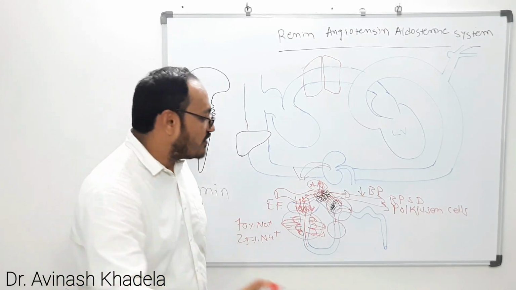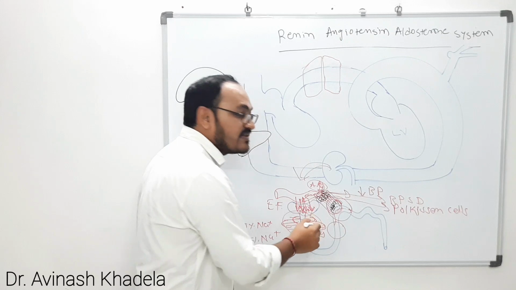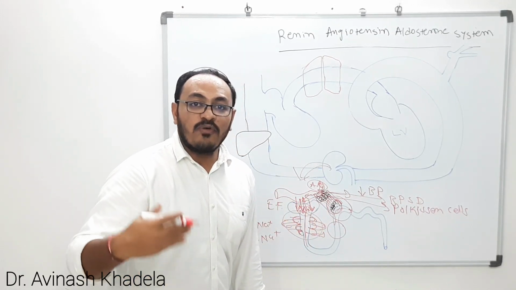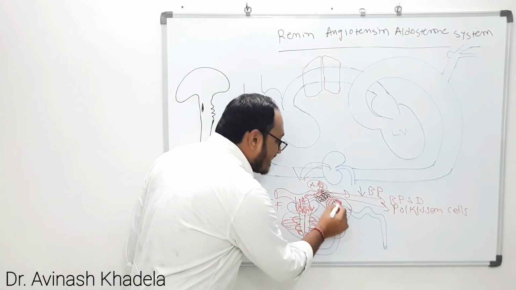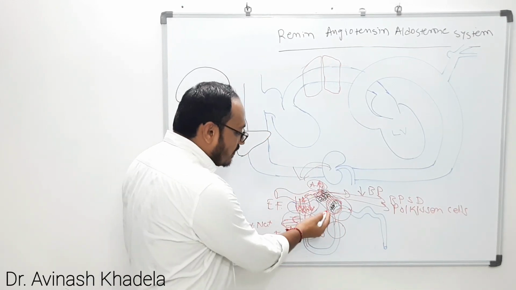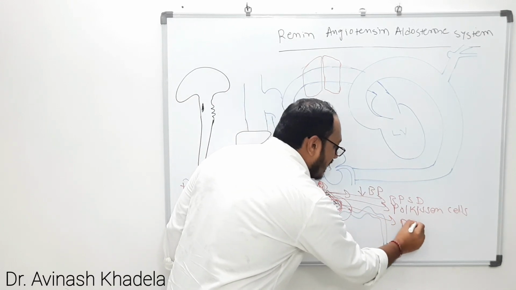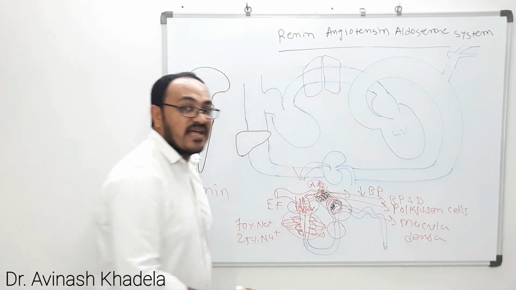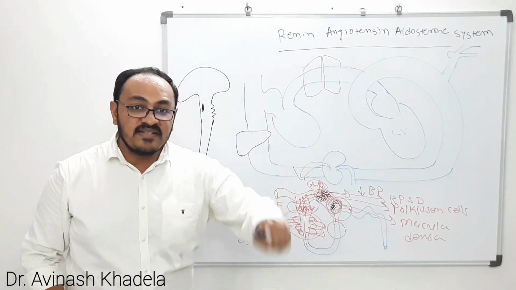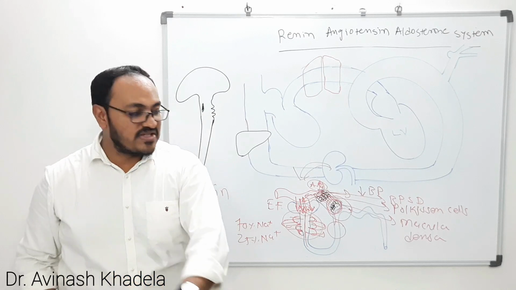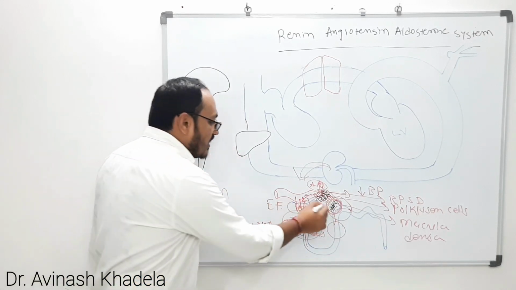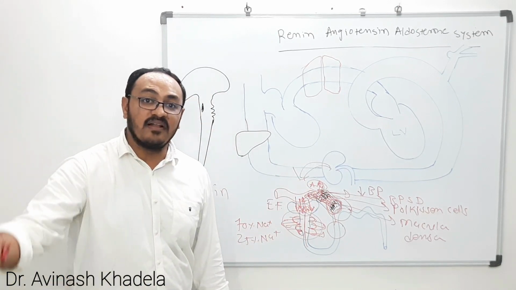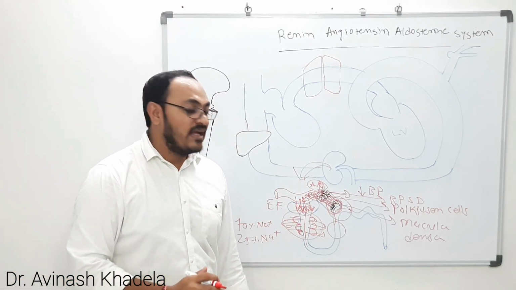That fall in sodium concentration is sensed by the dense cells present in the initial part of the distal convoluted tubule. Because these cells are densely present, as you can see over here, they are known as macula densa. The macula densa senses the fall in sodium concentration, and it also releases renin in the blood. So this is another cell which releases renin in the blood.